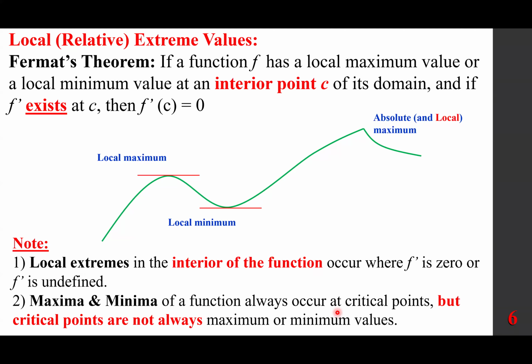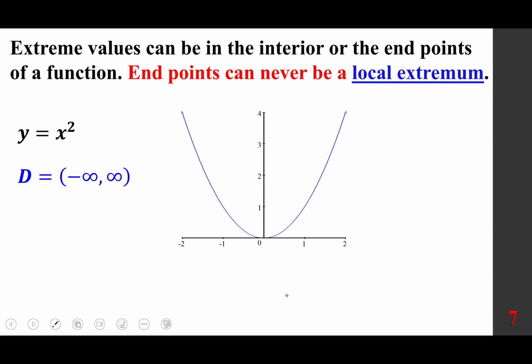Maxima and minima of a function always occur at critical points. So if you have a maximum or minimum, then you have a critical point as well. But critical points are not always maximum or minimum values, so not the other way. It may be a critical point, but it may not represent anything. That's the idea. We're going to look at a very simple example. Extreme values can be in the interior or the endpoints of a function. Endpoints can never be a local extremum.